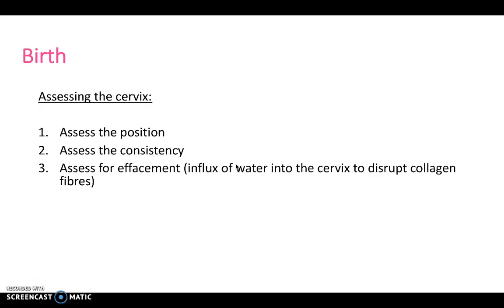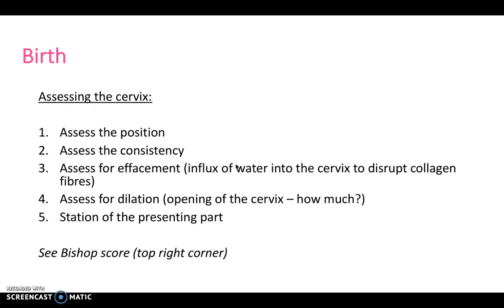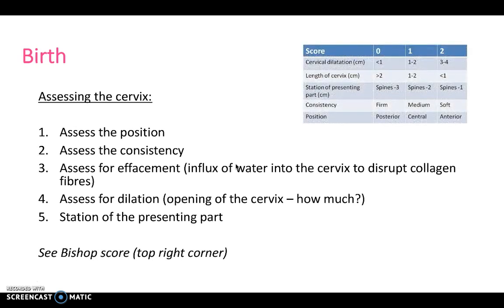So you first have to assess the cervix. You need to assess its position, its consistency, any effacement, so is there an influx of water into the cervix to disrupt collagen fibres? Is there dilation? How much is it open by? Where is the presenting part? So the presenting part is what we call the first bit of the baby that we can feel, so normally the head. The Bishop score can be used to score these 5 different elements to assess the cervix in order to give us an idea as to how far along this baby is in labour.